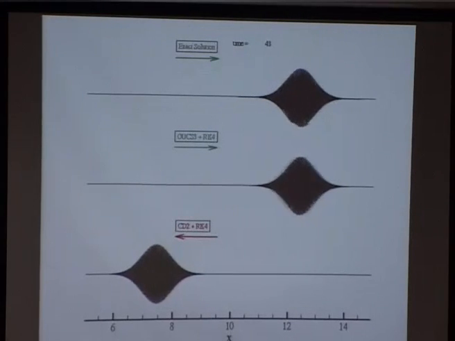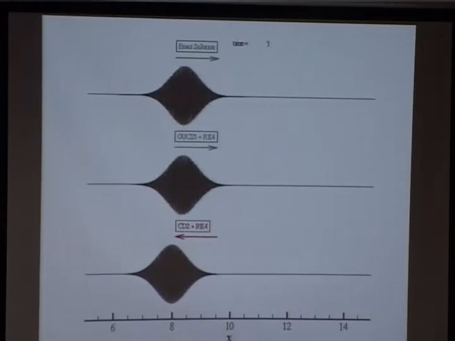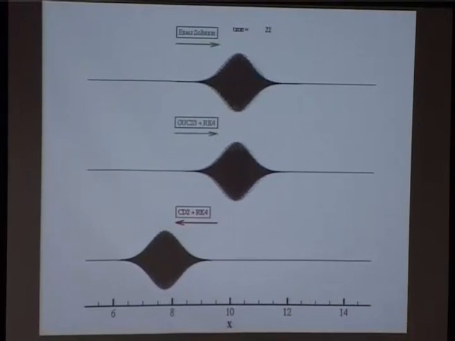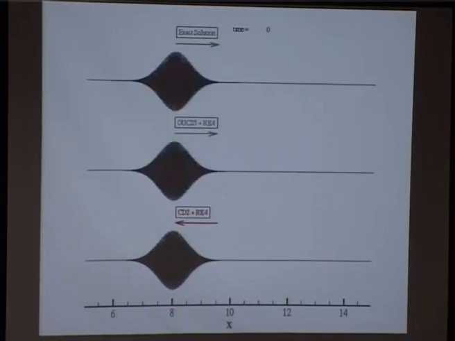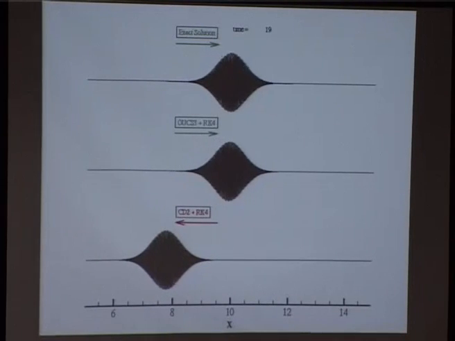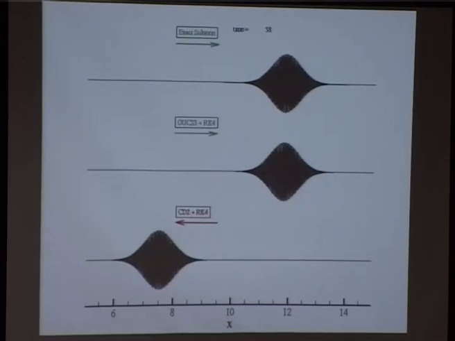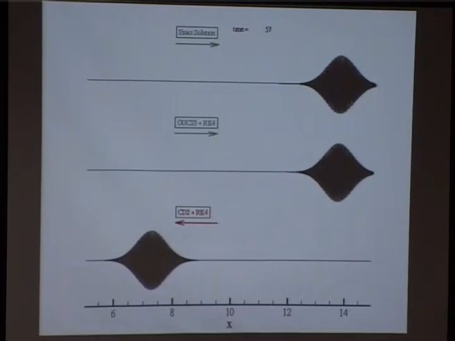You can see an animation. The top one is your exact solution. The middle one is what we have carefully crafted, and you can see this classical CD2 method. The whole packet is going to the left instead of going to the right.